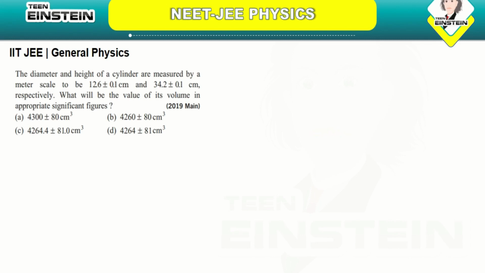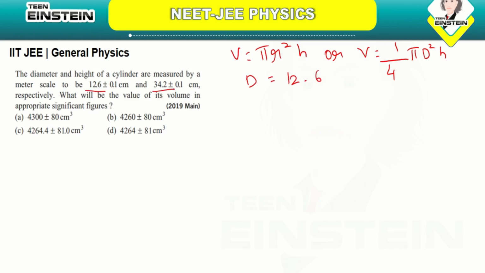So the volume of a cylinder of radius r and height h is given by pi r square h, or V is equal to 1 by 4 pi d square h. Okay, this is diameter, d square h, where d is the diameter of the circular surface, and here they have given you the diameter as d is equal to 12.6. Okay, that's what they have given you, and height is 34.2.